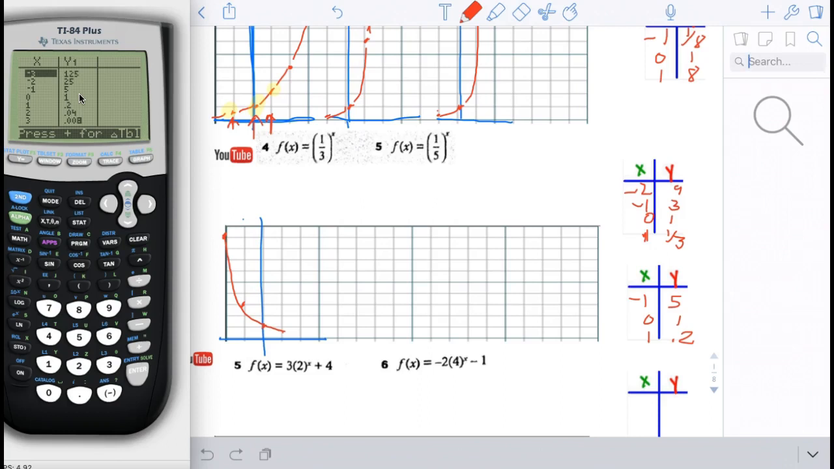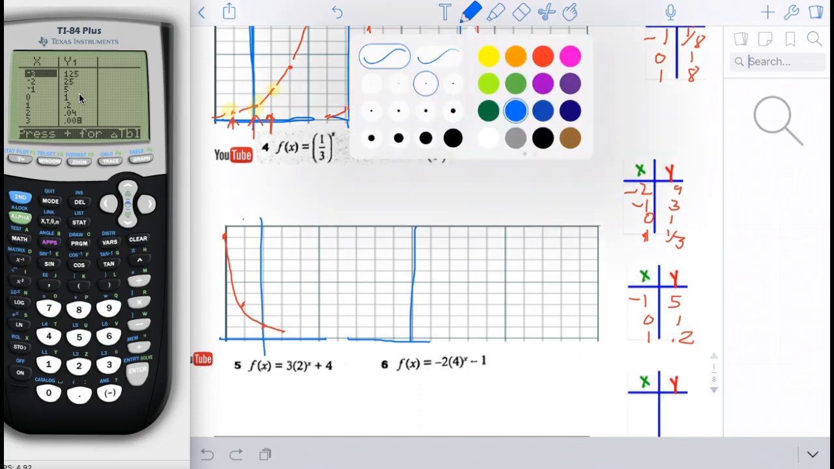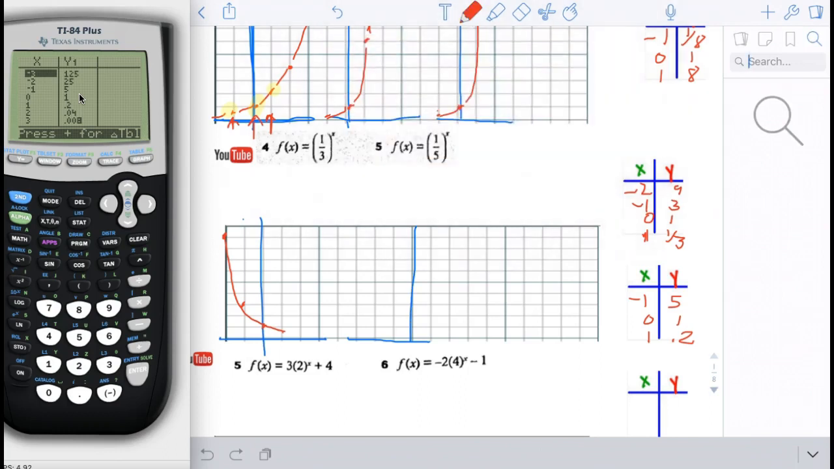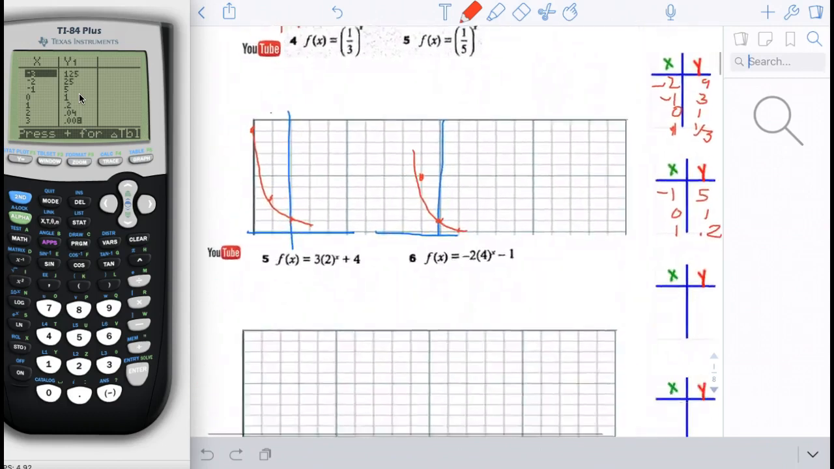Okay, so let's graph those 3 points. So we got negative 1 comma 5. We got 0 comma 1, and we got 1 comma 0.2. Okay, that's what that looks like. Okay, so when you have a base that is less than 1, you get a shrinking function or a decaying function instead of a growth function.